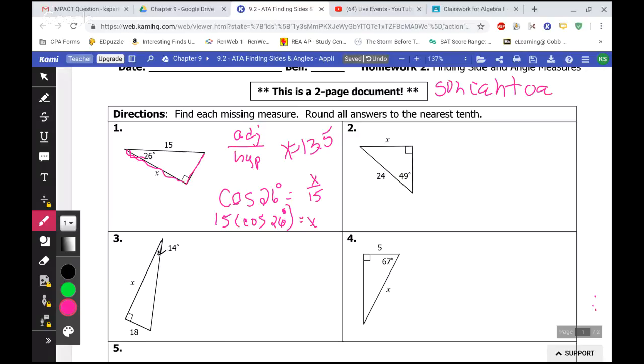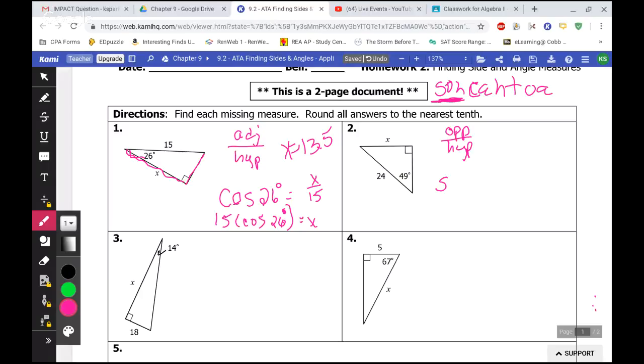Okay, right. So on number 2, you look at your angle 49, and then you see how the sides correspond to that angle. Well, you've got an opposite side, and then you're also given the hypotenuse. So what trig ratio is opposite over hypotenuse? I forgot which one. I don't have it with me. It's right there, SOHCAHTOA. I wrote it at the top so you could refer to it.